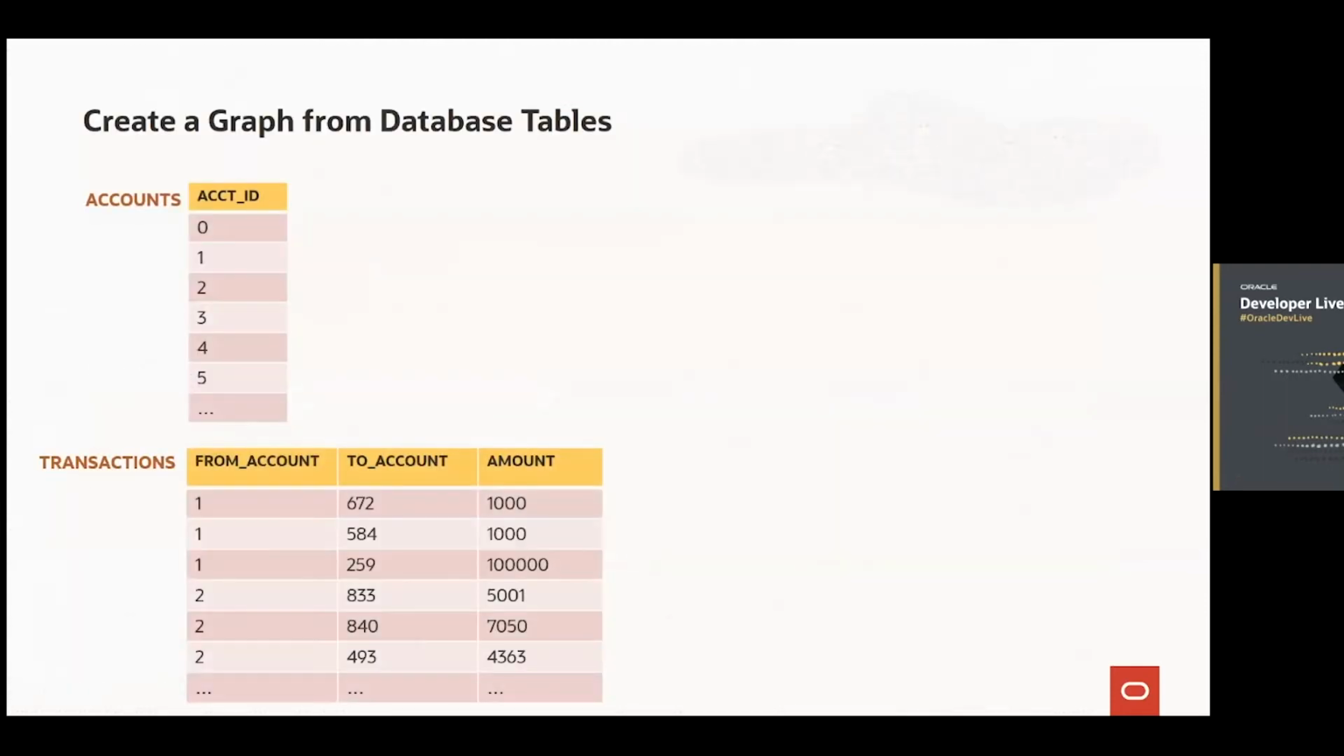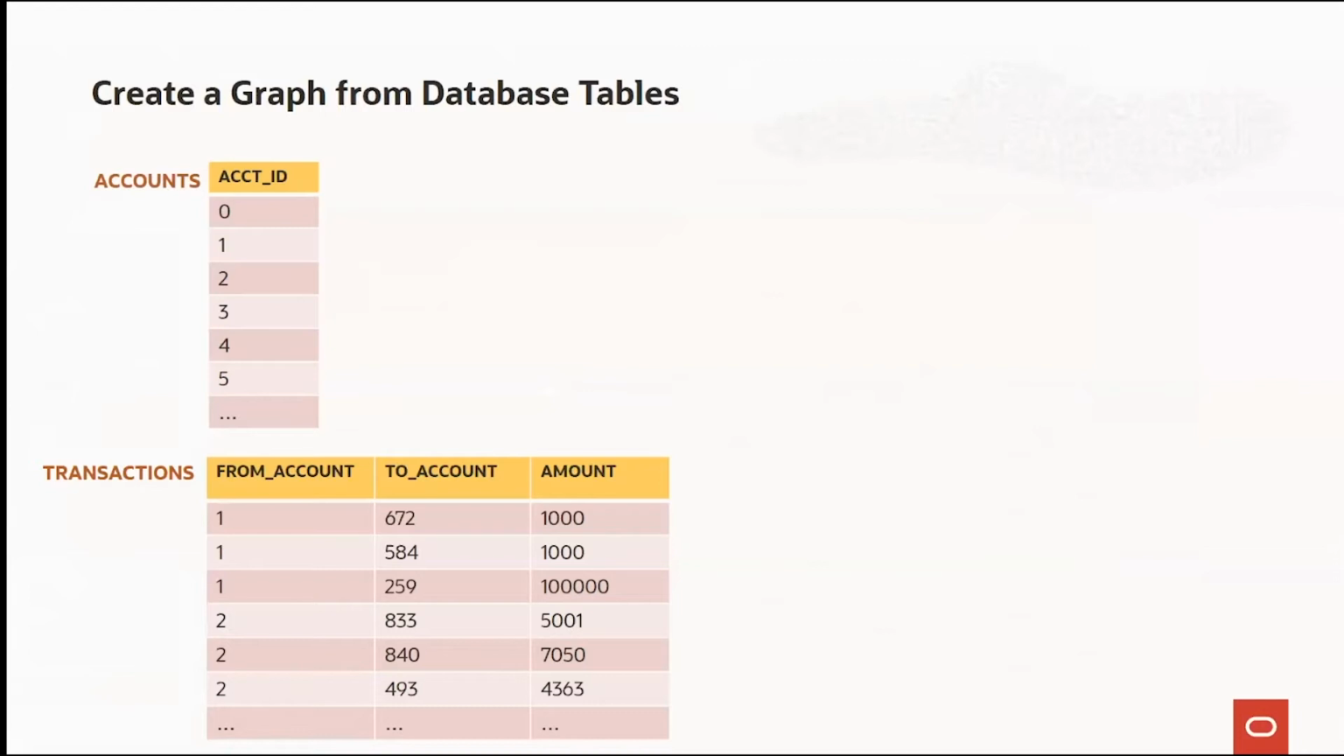So creating graphs. I talked about storing graphs in the database, and it's easy to create graphs. So let's look a little bit about how exactly you would create graphs from data stored in relational tables. So here's a simple example with two tables. You have an accounts table, that's a list of account IDs, and then you have a transactions table that shows you when there was a cash transaction between two accounts.